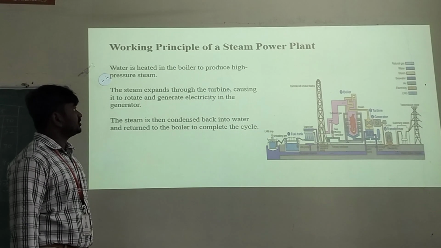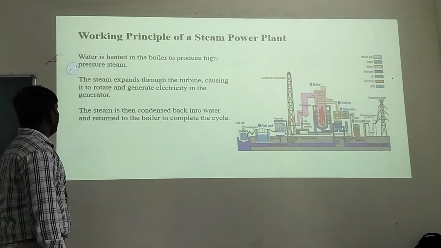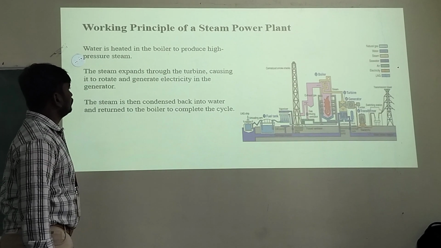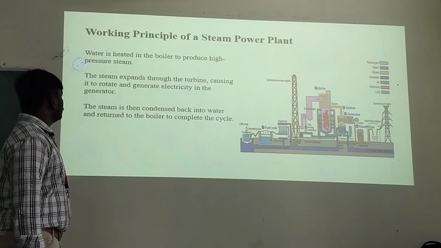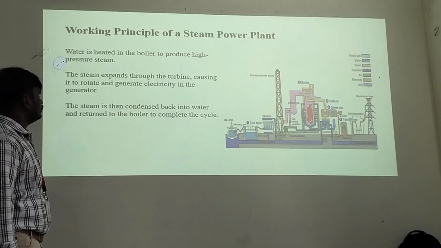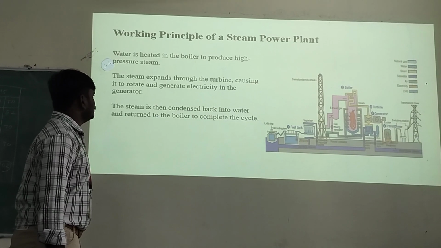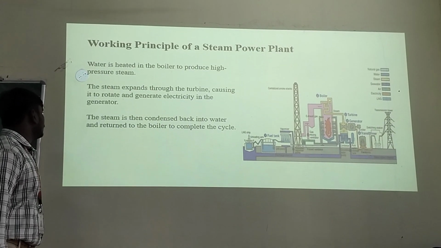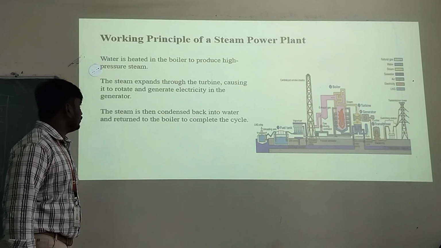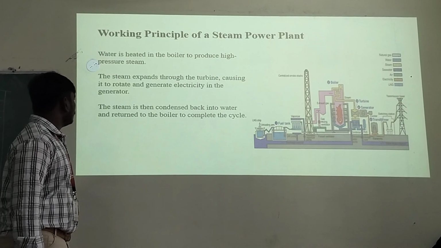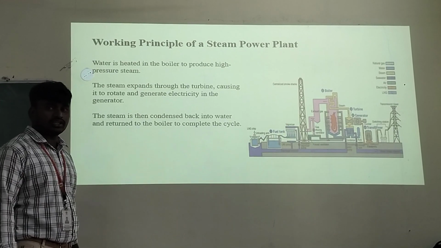Working principles of a steam power plant. Water is heated in the boiler to produce high pressure steam. The steam expands through the turbine, causing it to rotate and generate electricity in the generator. The steam is then condensed back into water and returned to the boiler to complete the cycle.